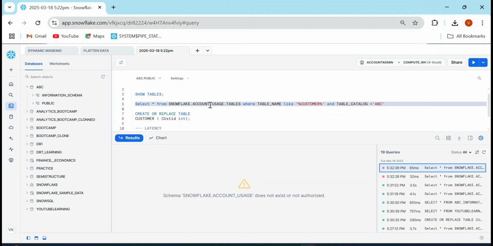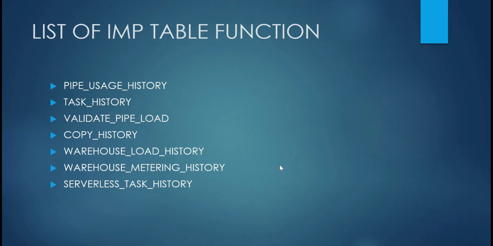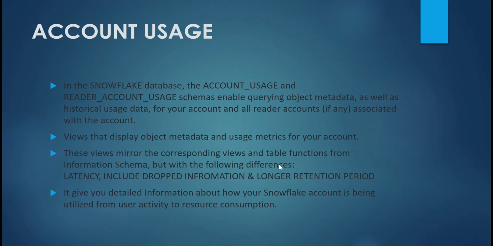First, the information schema is going to hold the database metadata related information. We will be having a couple of table functions also, which are going to be very important. However, the account user schema basically shows you detailed information about how your Snowflake account is being utilized, from user activity to resource consumption.